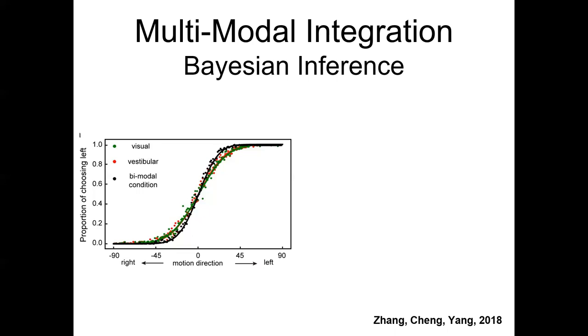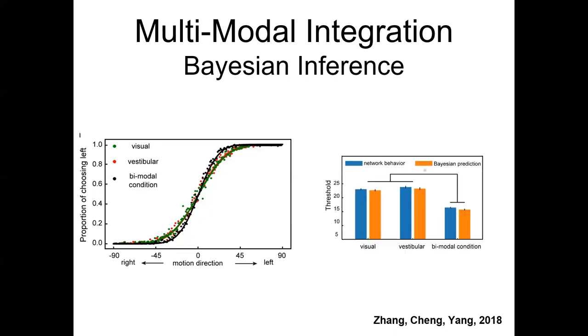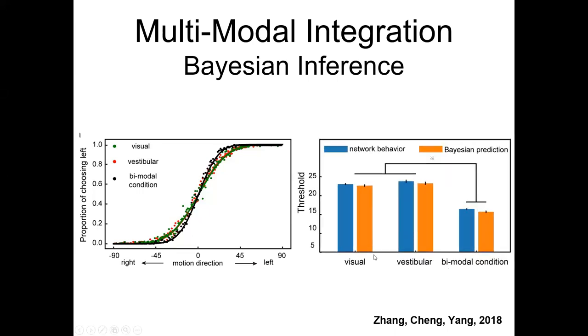And nevertheless, we found that the network learned to combine these two inputs according to the optimal inference. And you can see here, the orange line is the theoretical prediction, and the blue line is the network's behavior. You can see they match very well. So the model seems to be able to do something like optimal inference.